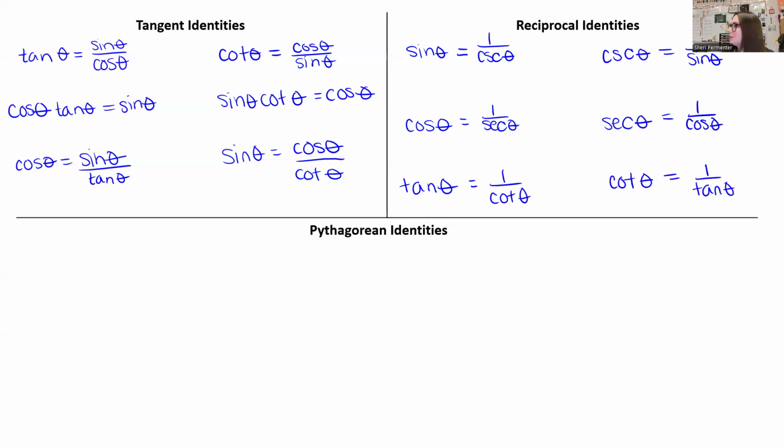Also, writing the angle is not optional. You have to write the angle. It's denoted like a variable, whether that's theta, beta, gamma, W, X, Y, you have to write the angle part. You can't just write sine, cosine, or tangent.